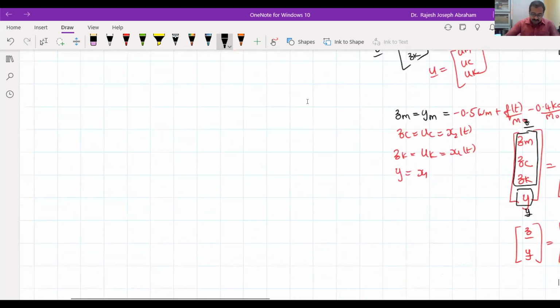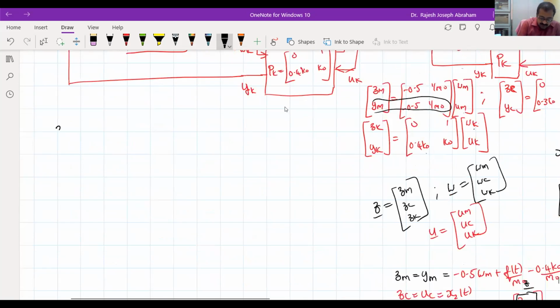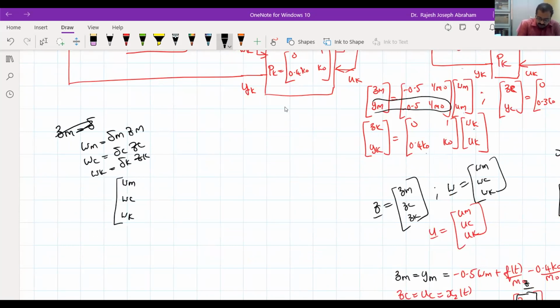Okay, let me write that. So I can write WM is delta M into Zm. WC is delta C into ZC, and WK is delta K into ZK. Okay, so let me write it in vector form. This is WM, this is WC, this is WK equals something into Zm, ZC, and ZK.